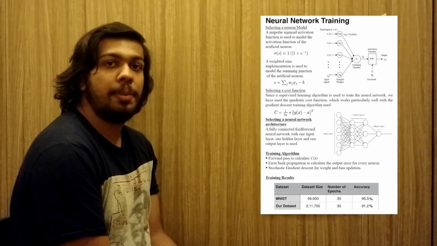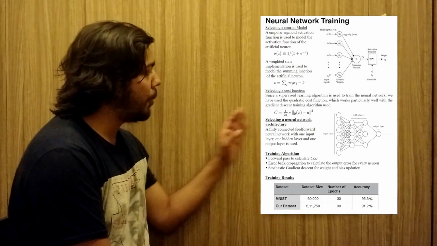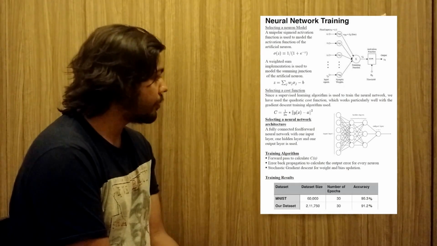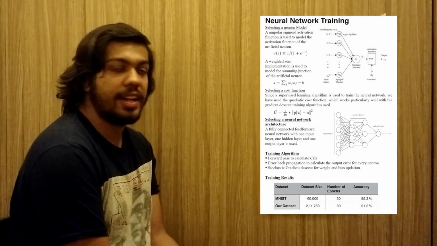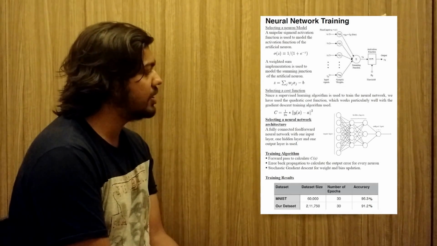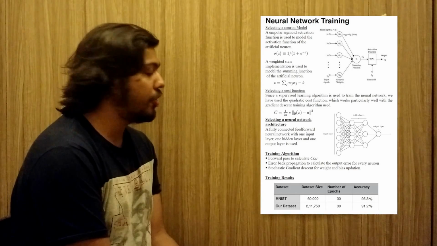Because the data is labeled, we can calculate the error at the output of the neural network and then back propagate this error to calculate the error at the output of each neuron. Based on the value of this error and the gradient descent algorithm, we are able to update the weights of the neural network to minimize the error at the output of the neural network.